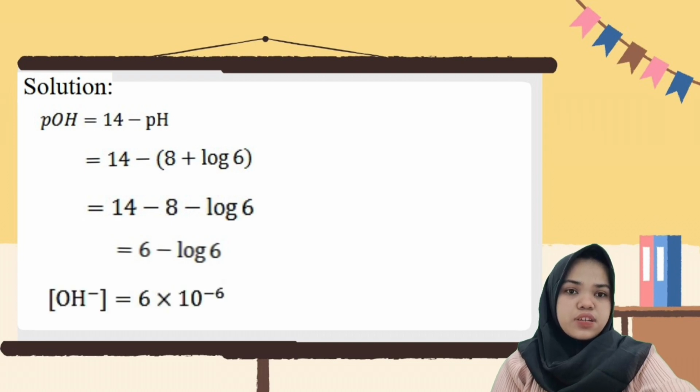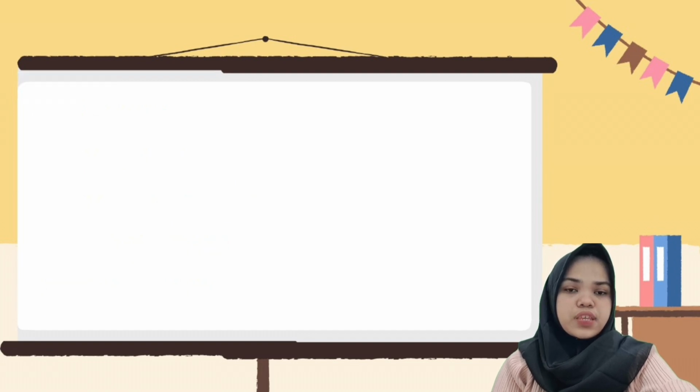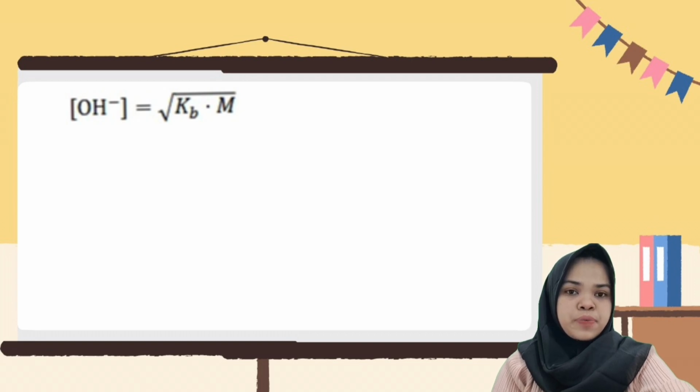So the concentration of hydroxide ions is 6 times 10 to the power of minus 6 molar. This means that the concentration of OH minus ions is equal to the square root of the product of Kb and the base concentration. We substitute the numbers into the formula. 6 times 10 to the power of minus 6 equals the square root of 4.5 times 10 to the minus 5 times M.